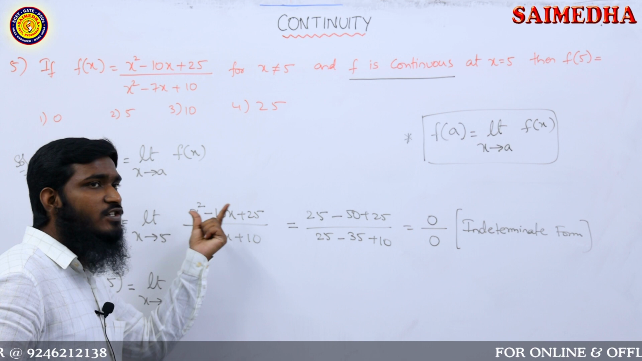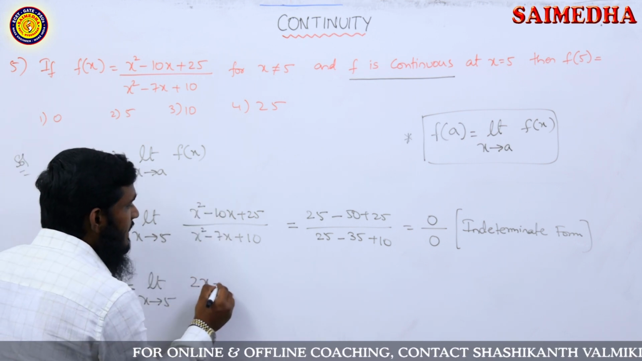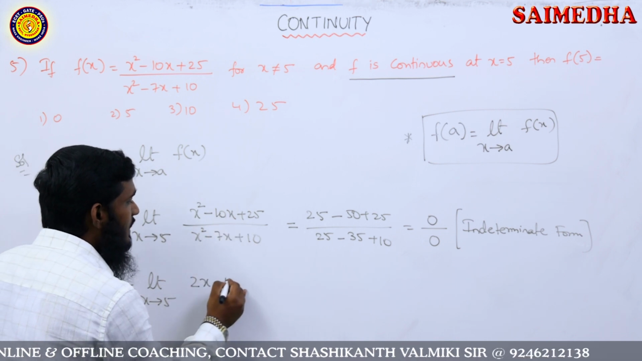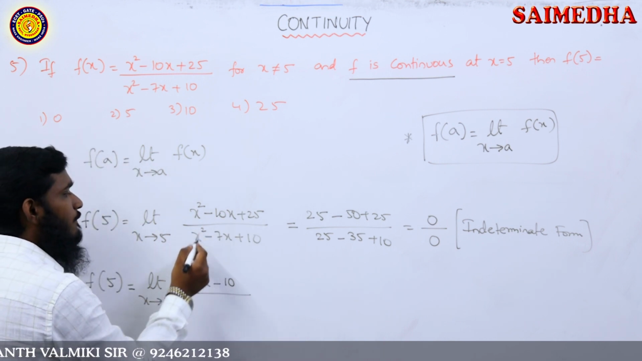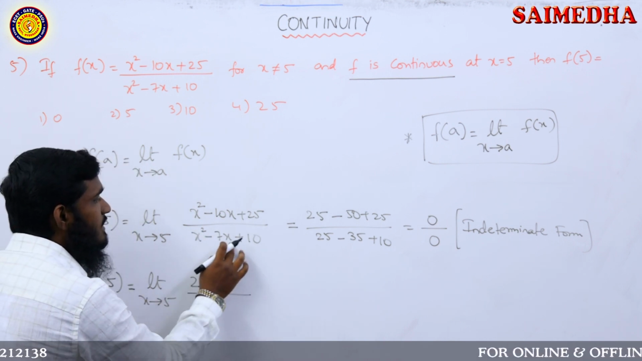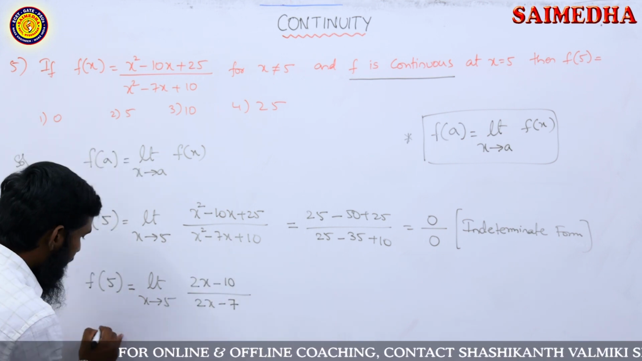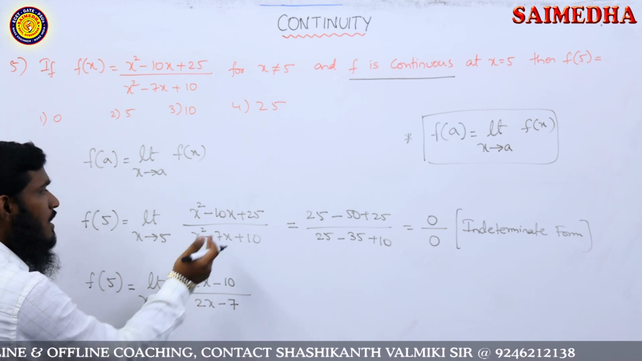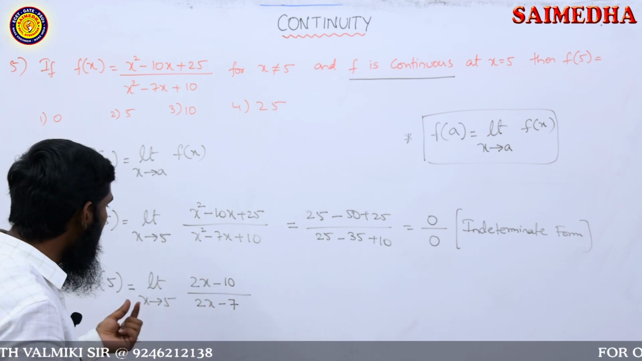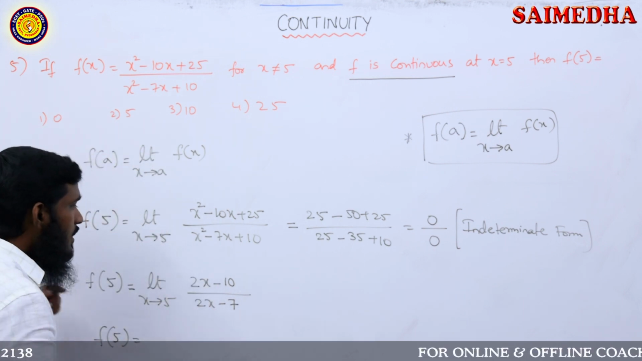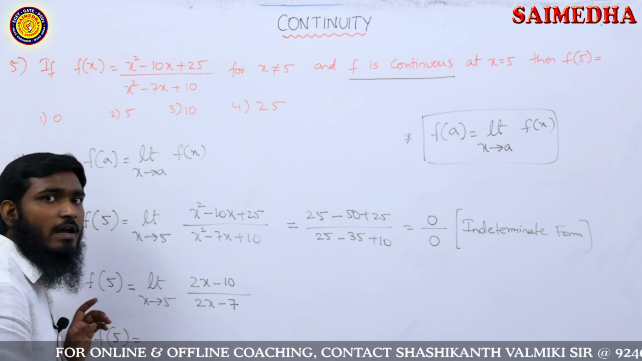Differentiating the numerator: d by dx of x square is 2x, minus d by dx of 10x, which is 10, then d by dx of the constant is 0. Divided by d by dx of x square is 2x, minus d by dx of 7x, which is 7, and the constant part becomes 0. So f of 5 equals, after applying the L'Hospital rule, we substitute the x value. Substituting, 2 into 5.